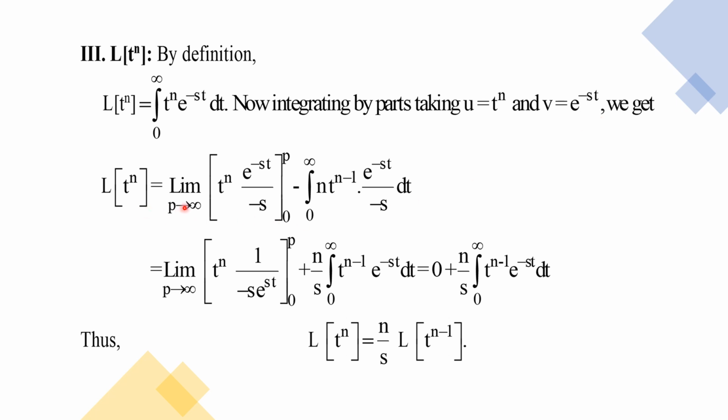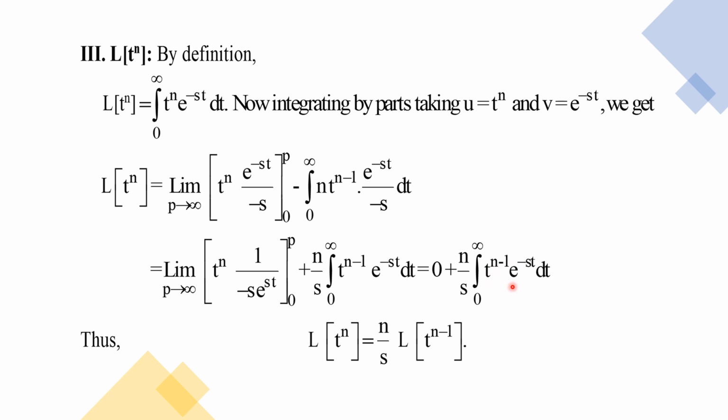So Laplace of t power n, limit p to infinity, t power n is the same, e power minus st over minus s, minus, by the formula of integration by parts, the integral from 0 to infinity of the derivative of t power n, which is n t power n minus 1, times the integration of e power minus st over minus s dt. Now similarly this term goes to 0, so we have just n over s times the integral from 0 to infinity of t power n minus 1 e power minus st dt.